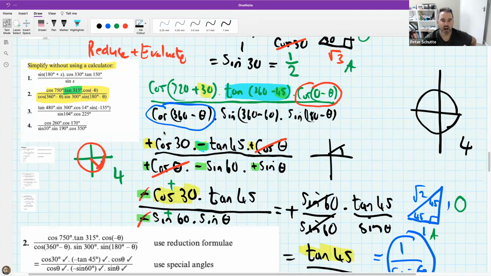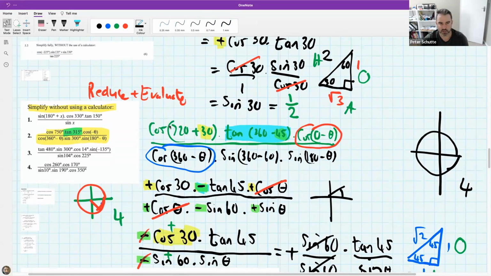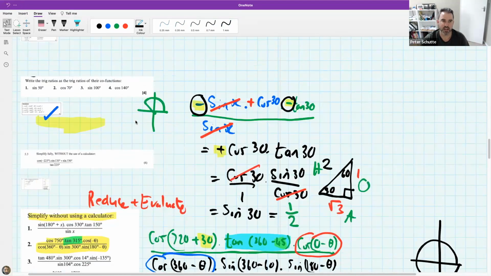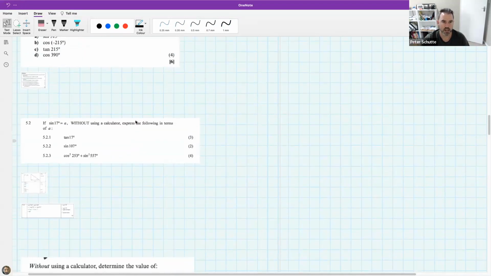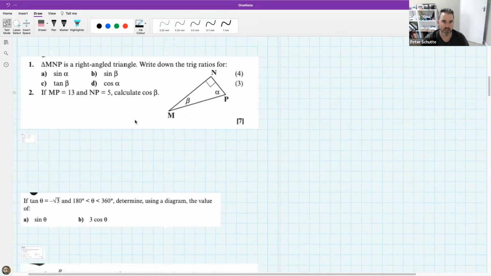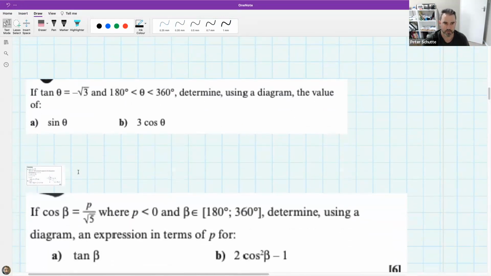Okay, now I want to do one more type of question before we close out tonight. We've done some reduction and formula stuff, and that's great. But another common question is something like this. So we're just going to finish with this question today.